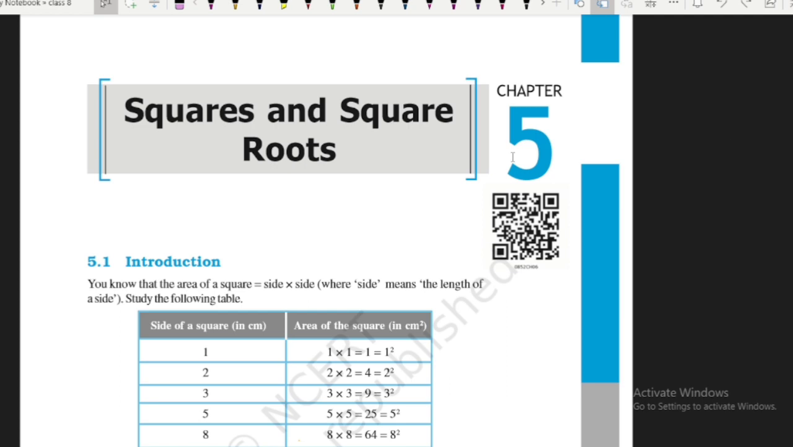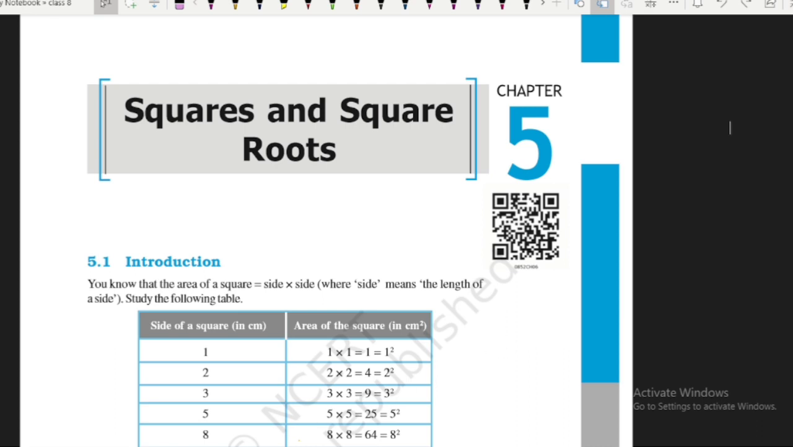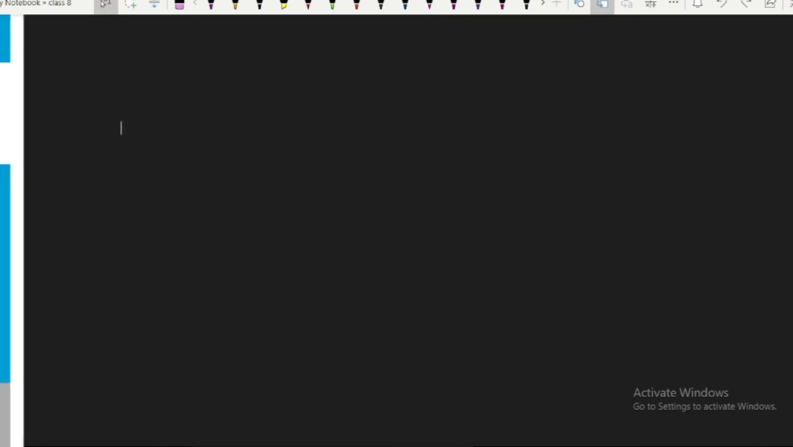Today we are going to deal with class 8, chapter number 5, squares and square roots. In this we are going to learn about square numbers and how to find their square roots. So first of all, what is a square? Yes, what is a square? You have heard about square, right?